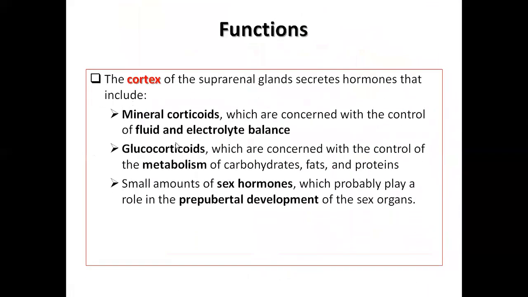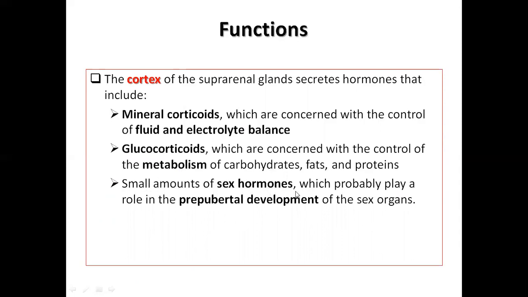Now coming to the functions, the cortex of the suprarenal glands secretes what hormones? Mineralocorticoids, which are very important for the maintenance of fluid and electrolyte balance, that is aldosterone. Glucocorticoids are concerned with the control of metabolism of carbohydrates, fats and proteins. Basically, they increase the blood glucose levels. Glucogenic, diabetes-inducing hormone, if it is released in excess.